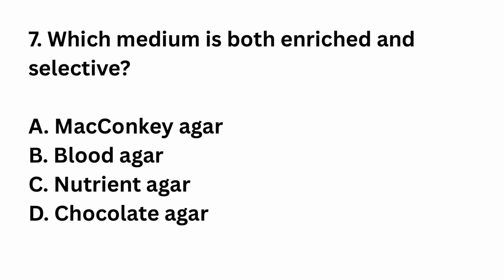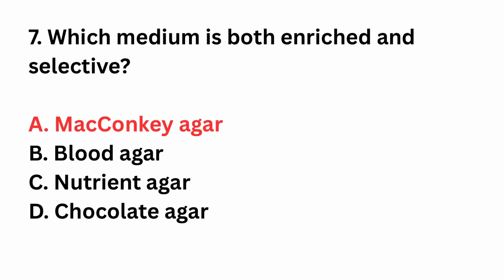Question number 7. Which medium is both enriched and selective? McConkey agar, blood agar, nutrient agar, chocolate agar. The right answer is option A, McConkey agar. McConkey agar is selective for gram-negative bacteria and differentiates lactose fermenters.